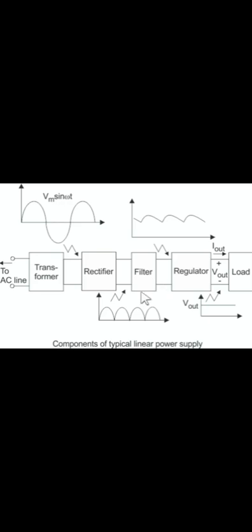And the filter is a device which is also used to convert the AC input into a DC output. And it also won't be able to produce a complete DC. There may be distortion in the output of the filter, so that we are going to the regulator.